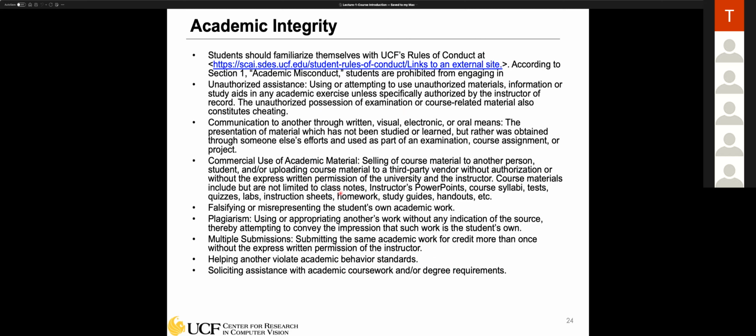Okay, here are some statements on academic integrity. I encourage you to read through them, make sure you understand everything, and abide by everything that is stated clearly in the academic integrity policy.